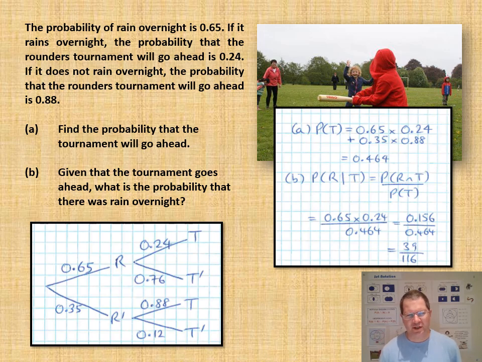And then for our numerator, we want the intersection of R and T, i.e. rain and tournament, which is our 0.65 times 0.24. So that's our numerator, and then type that into a calculator. As a fraction, the answer is 39 over 116.